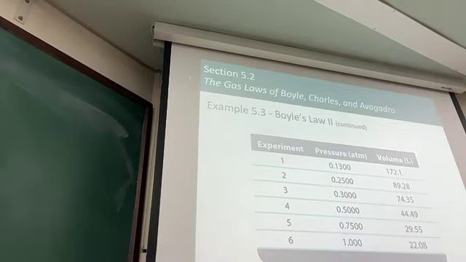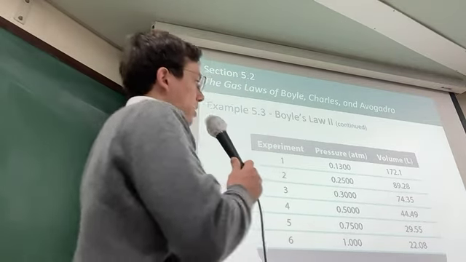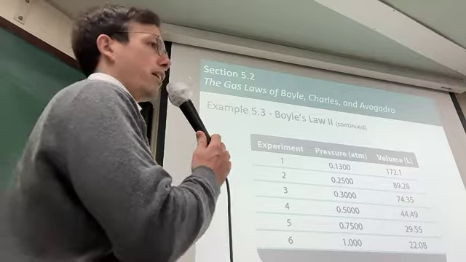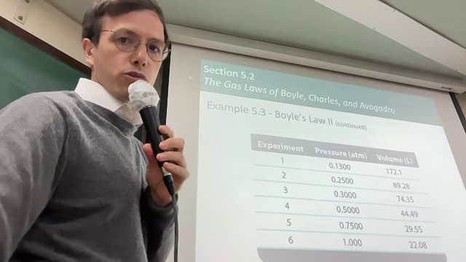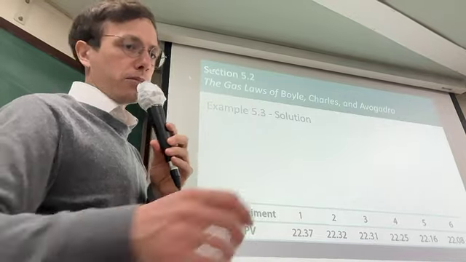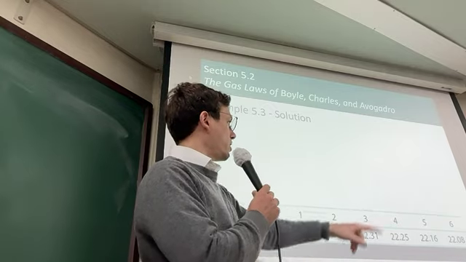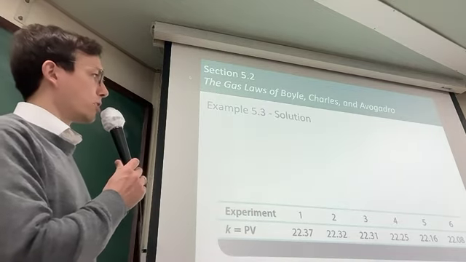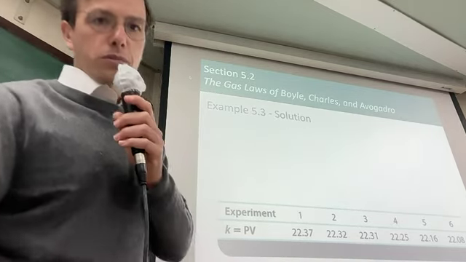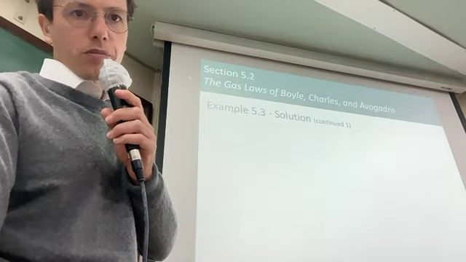Okay, so this is the experiment. 6 different experiments, 6 different pressures and volumes. And now the question is, how ideal does ammonia behave? So we simply modify the equation and get the constant K. K is P times V. And you can see it's pretty much ideal, but it does introduce an error, right?